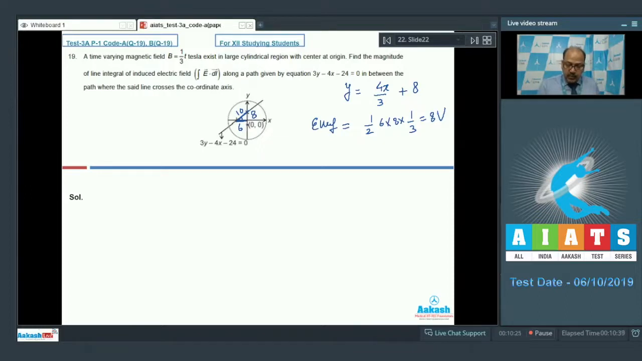Now this is also equal to the integral E dot dl along this path. Of the 3 segments, the value of E dot dl for this radial path and this radial path is going to be 0, because the electric field will be perpendicular to the radius at any point. So that means the integral E dot dl for the hypotenuse is going to be 8 volt only, which means our answer is simply 8. Pretty simple, isn't it? Let's go to question 20 now.